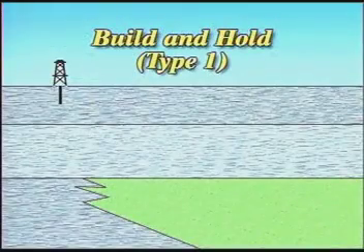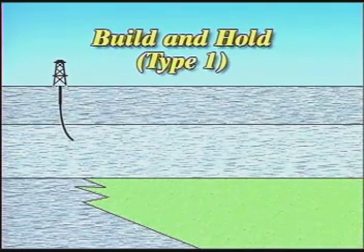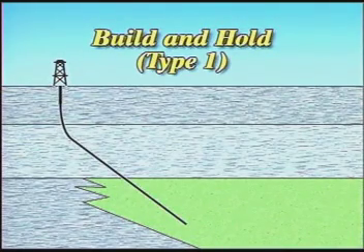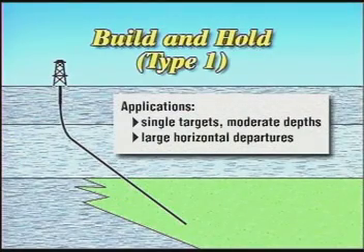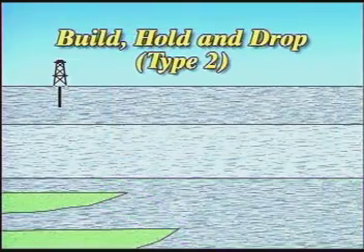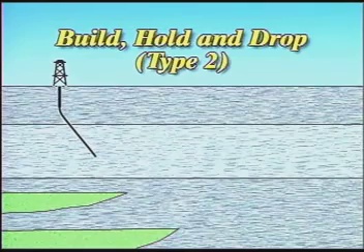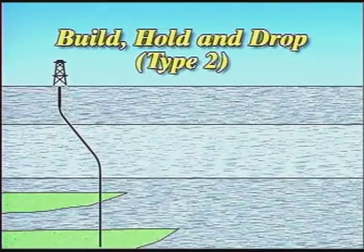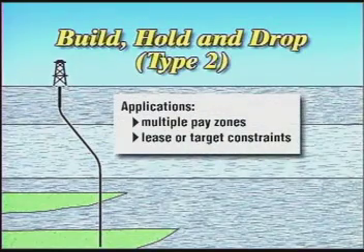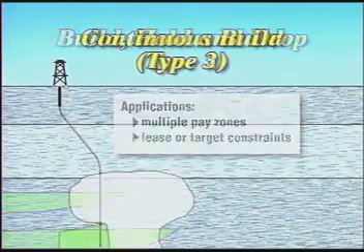The build and hold pattern employs a shallow initial deflection from vertical and a straight angle approach to the target. It's good mainly for reaching single targets at moderate depths, and sometimes for drilling deeper wells with large horizontal departures. The build, hold, and drop pattern likewise employs a relatively shallow deflection and holds angle until it reaches most of the desired lateral displacement. But then the angle is reduced or brought back to vertical to reach the target. This pattern is primarily for wells in multiple pay zones or where there are lease or target constraints.